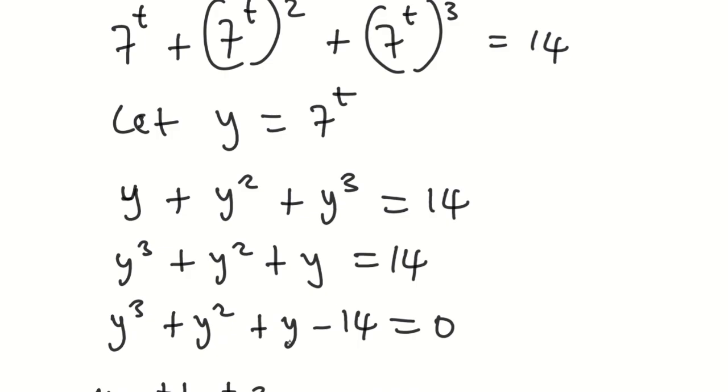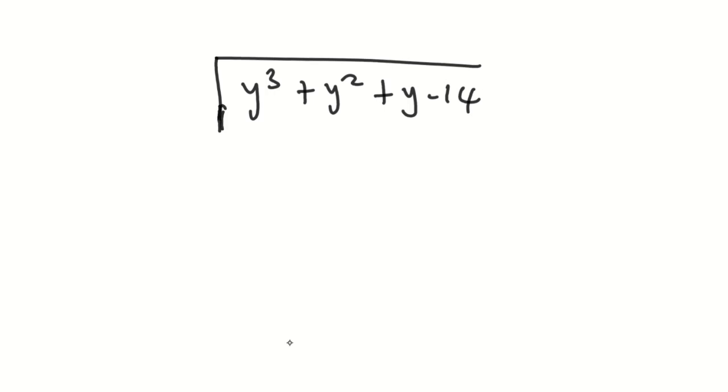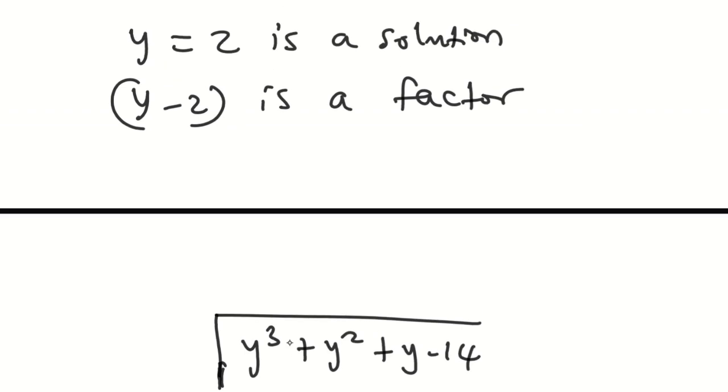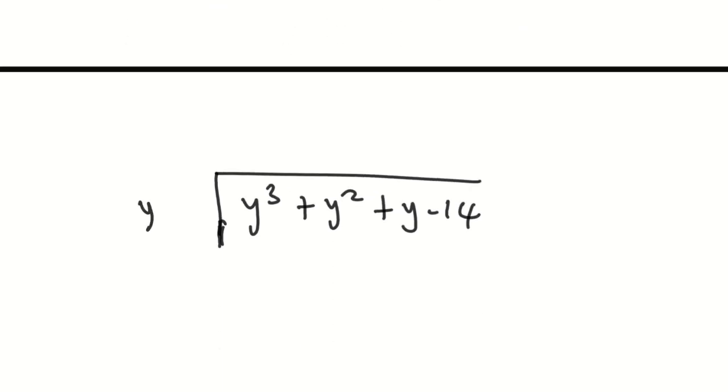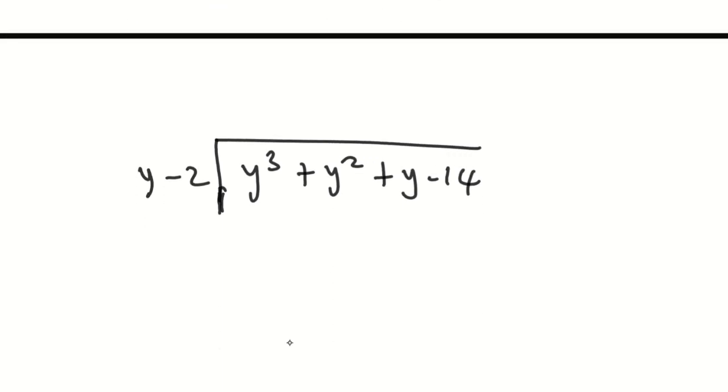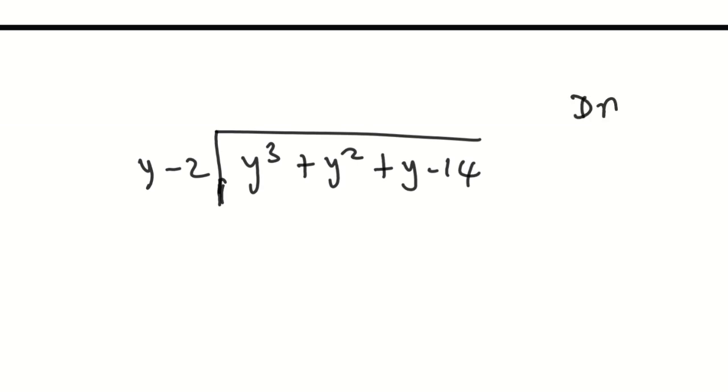Let's go do it now. Y cubed plus y squared plus y minus 14. Remember, we've gotten one factor. What was the factor we got? See it here? Y minus 2 is a factor. We want to get the other factor. So let's divide. DMS is what we are going to use. D would be division, M would be multiplication, S would be subtraction. So you divide, you multiply, you subtract. That is going to be the cycle we're going to be using.